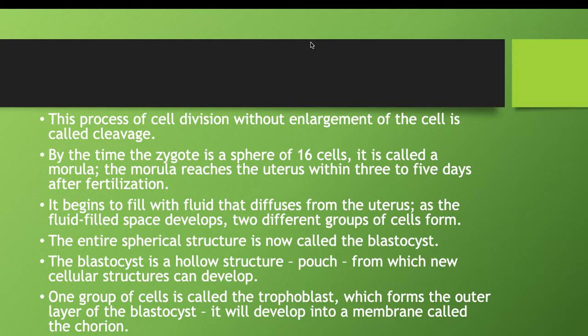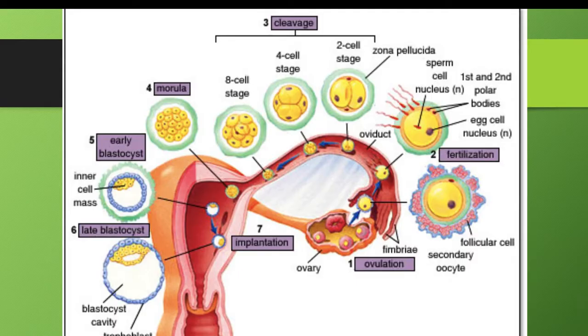By the time the zygote is a sphere of 16 cells, it's called a morula. A morula reaches the uterus within 3 to 5 days after fertilization. So cleavage stage, and then it's getting to the uterus, and it's now called a morula. Okay, so the morula makes it to the uterus.